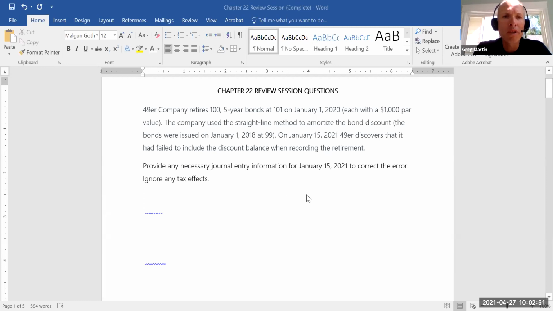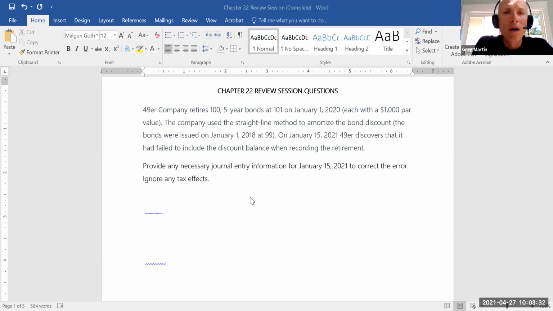So a company, 49er Company, retires 100 5-year bonds at 101 on January 1st, 2020. Each one has a $1,000 par value. The company used the straight-line method to amortize the bond discount. The bonds were originally issued on January 1st, 2018, at 99. On January 15th, 2021, a year later, 49er Company discovers that it had failed to include the discount balance when recording the retirement. Provide any necessary journal entry information for January 15th, 2021 to correct the error. In this case, we can ignore any tax effects.